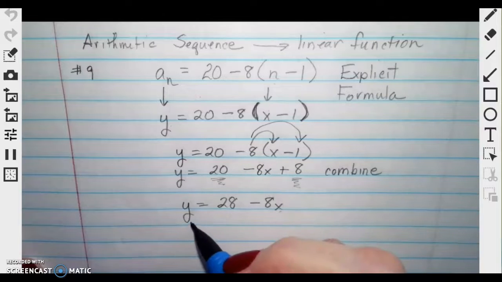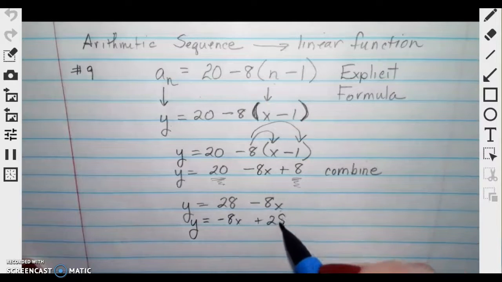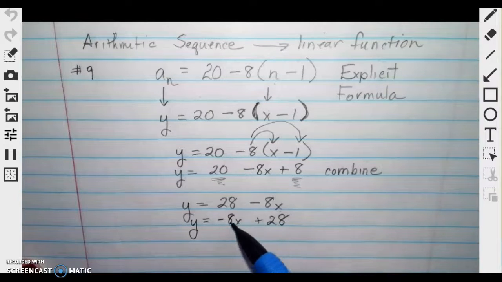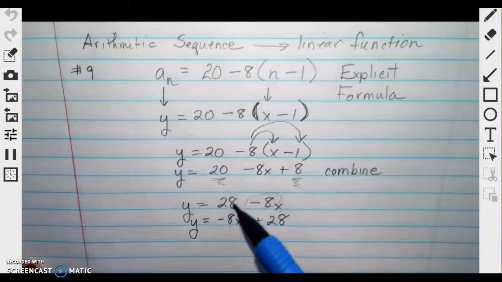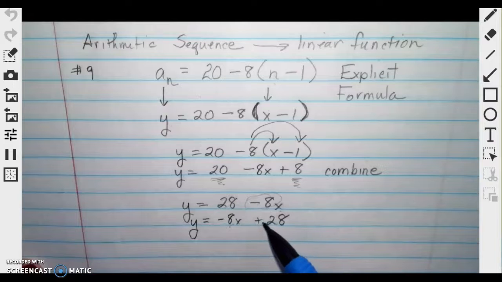Now, does it matter if the negative 8x is at the beginning? No. But here's where you have to understand: that negative is attached to that 8. It's a negative 8. So if you move it to the front, it's still got to be a negative 8. 28 is positive. Therefore, when I move it over here, it's still positive. It's still sitting there. We did not cross the fence, so we would not change the signs.